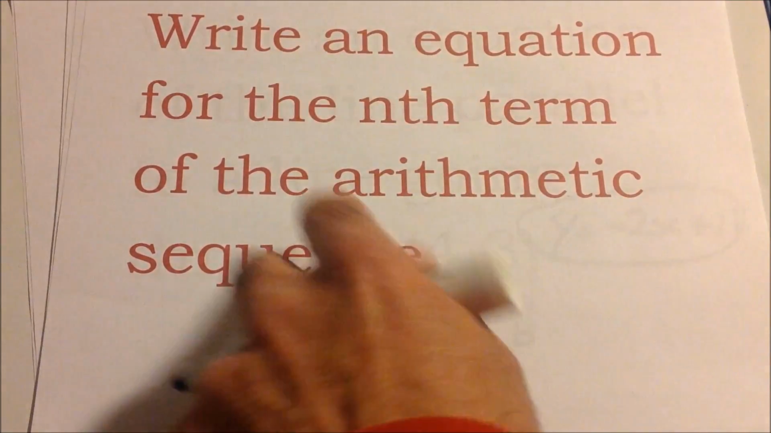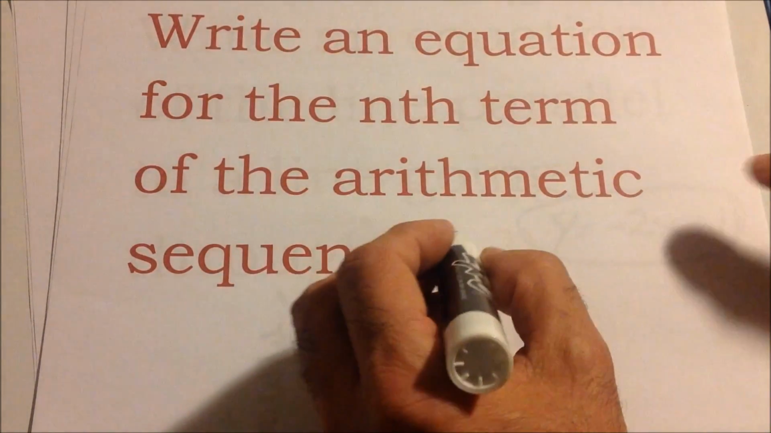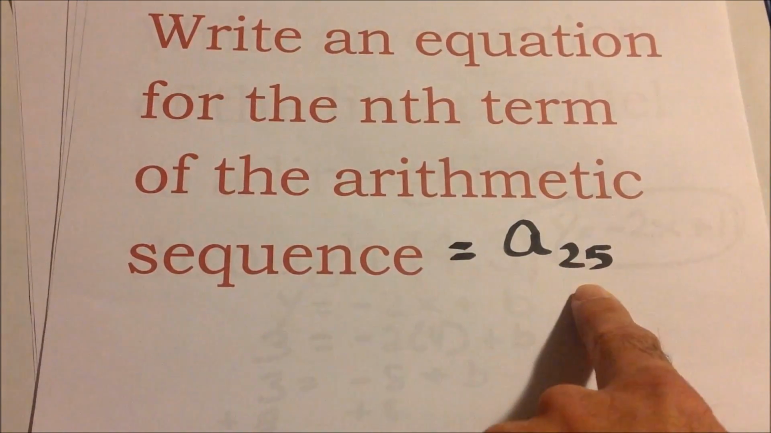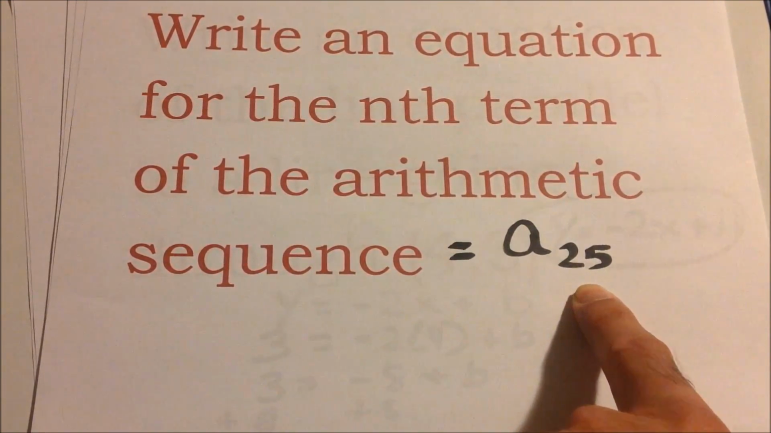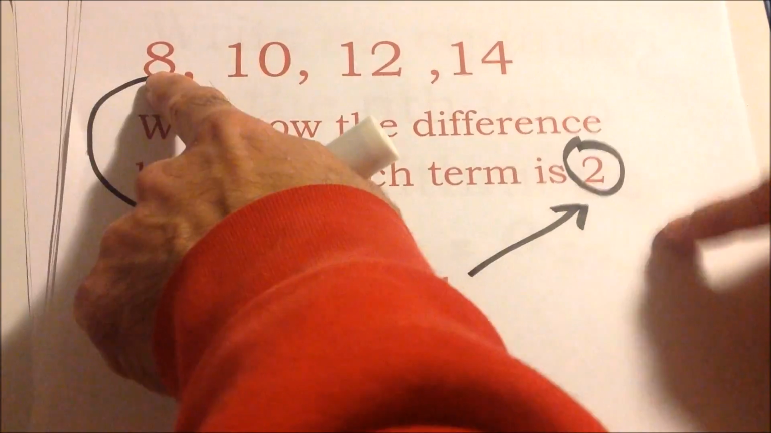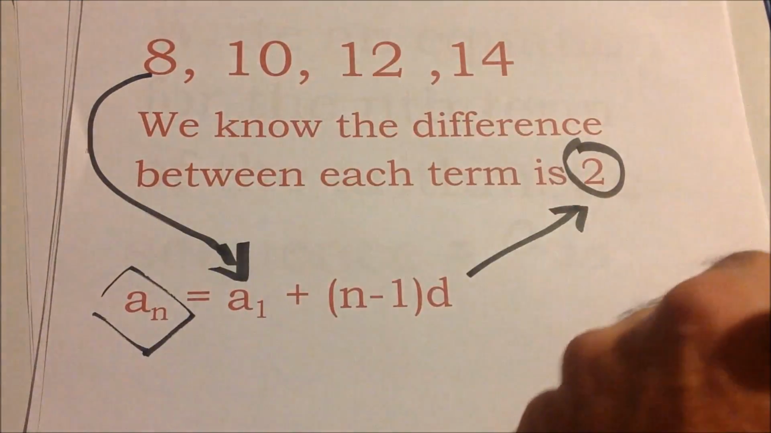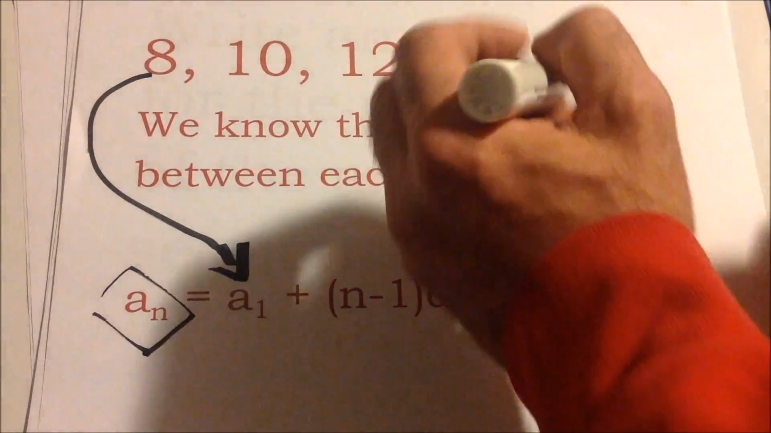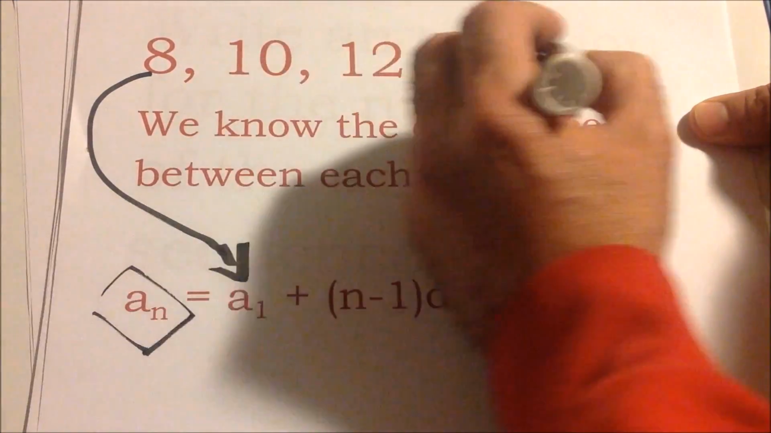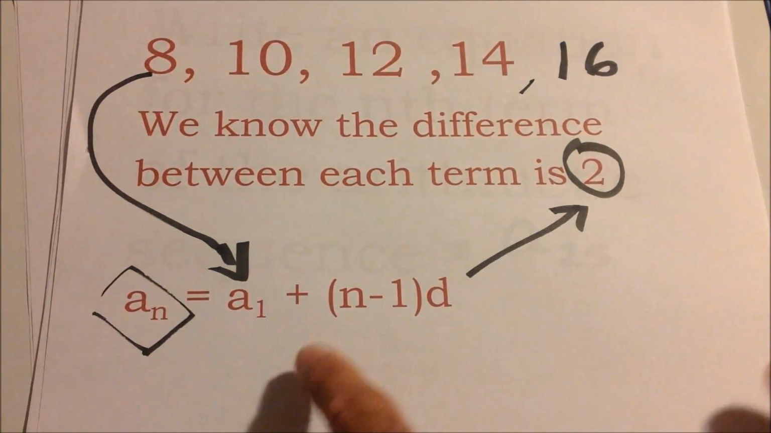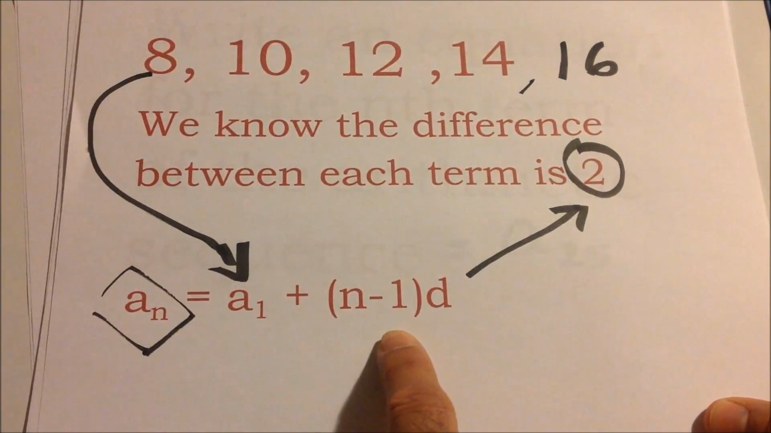Now we can't answer this unless we know what term we're looking for. They might say, for example, the 25th term. Okay, so here's the first term, the second term, the third term, the fourth term. We know it's going up by 2 each time, so the fifth term would be 16. We can keep going that way until we find the 25th term, or we can follow this formula.